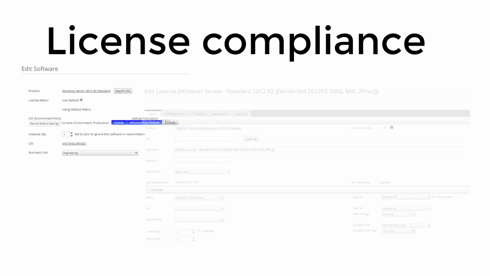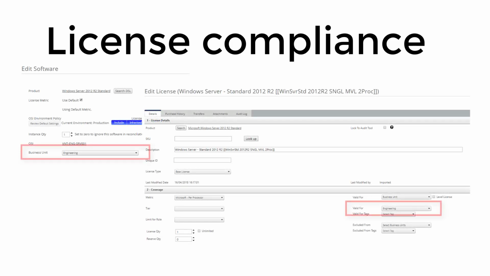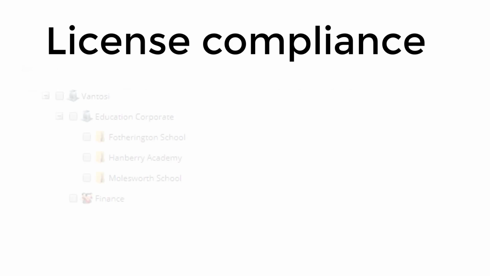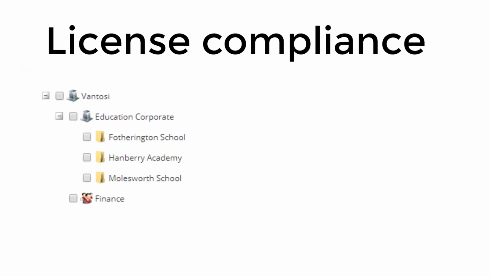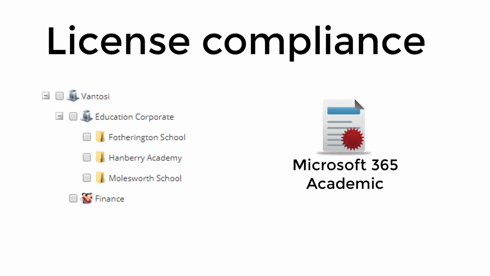Both software and licenses can be associated with the business unit. For example, some licenses might be tied to a specific territory, so we need to capture that information in License Optimizer. Or maybe your organization operates in the education sector, in which case you can use cheaper Microsoft 365 academic licenses for your schools, but you must not use these in your corporate areas.